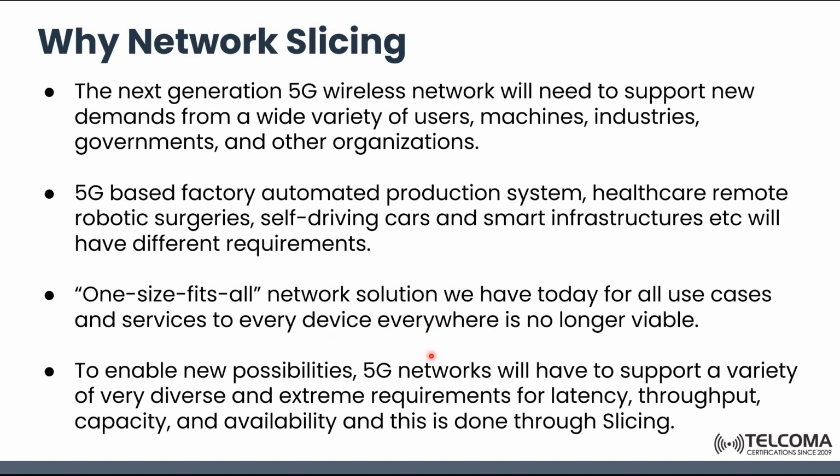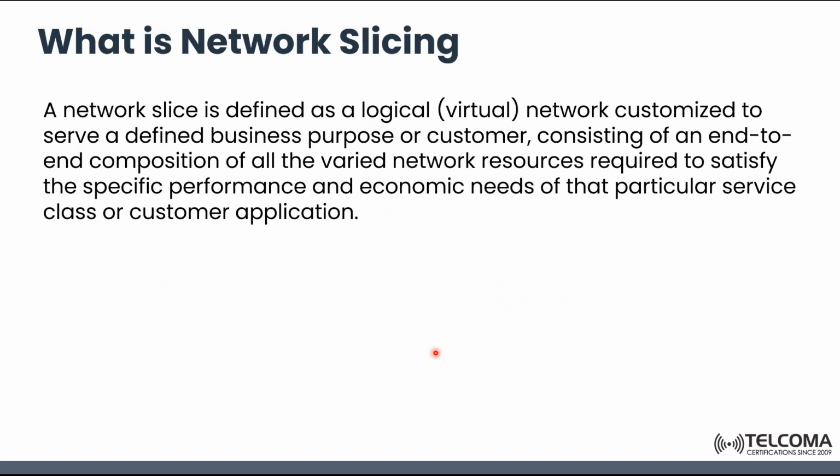To enable new possibilities, the 5G network will have to support a variety of very diverse and extreme requirements for latency, throughput, capacity, and availability. These are the next level of KPIs and demands coming from 5G, which can be met through RAN virtualization, and RAN virtualization can be implemented through a concept called network slicing. A network slice is defined as a logical network customized to serve a defined business purpose or a customer, consisting of an end-to-end composition of all varied network resources required to satisfy the specific performance and economic needs of that particular service class or customer application.